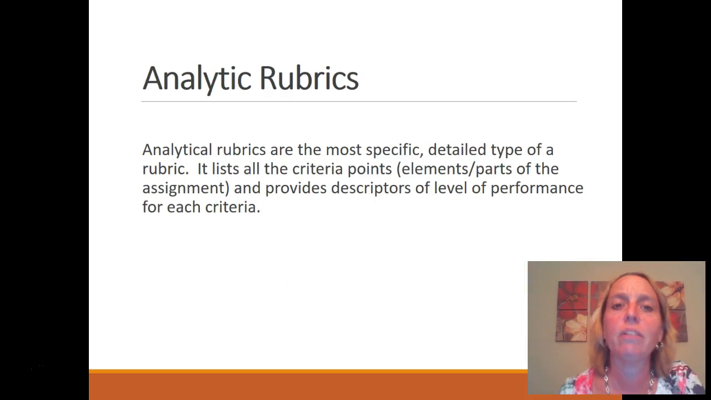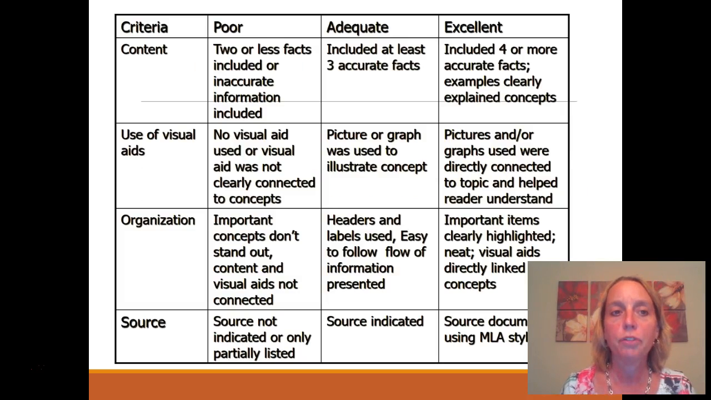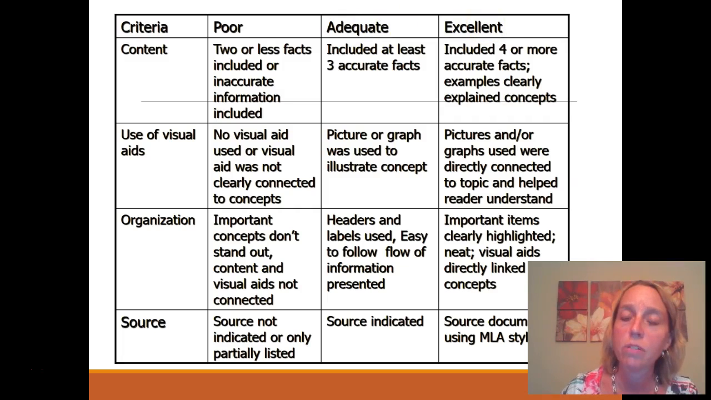So the analytical rubric is the king of rubrics, I would say, and it's a very specific, detailed type of rubric. It lists all the criteria, but it also lists different types of performance levels. So in this particular example, you'll see the criteria on the left-hand side, and then across the top you have poor, adequate, excellent. Obviously, there can be different numbers; some of them have 4 levels, some have 5 levels. I do suggest if you're going to start off, 3 levels is probably enough.